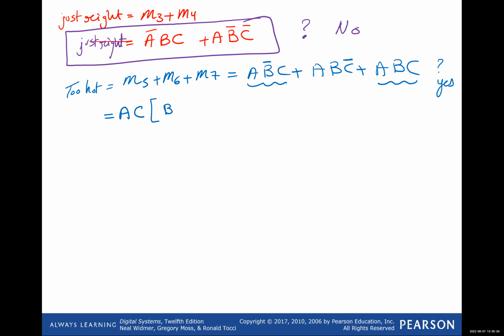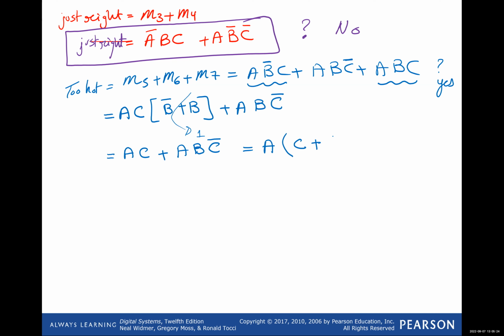So I'm going to end up having B complement or B plus the A, B, C complement. Now this is going to equal 1. So it's going to end up having AC plus A, B, C complement. Now both of those have the A as a common factor. So I can have C plus C complement B.